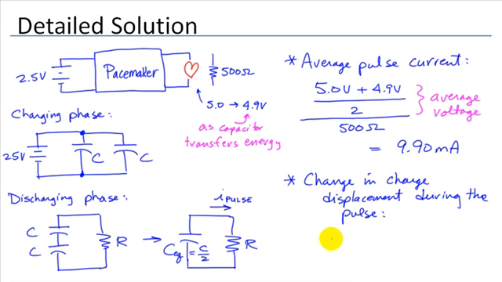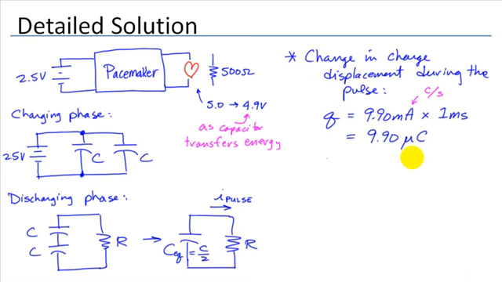Now the change in the charge displacement during this time interval, that is the time interval associated with the pulse, is 9.9 milliamps, which is coulombs per second. Then I'm multiplying that by time, in this case the pulse duration of 1 millisecond. So when we resolve the units there, we have 9.90 microcoulombs. Again, this is the change in the charge displacement associated with our charged capacitors.